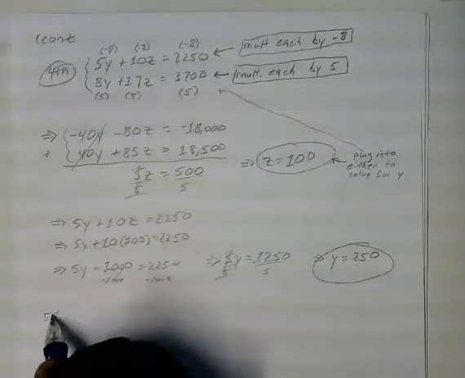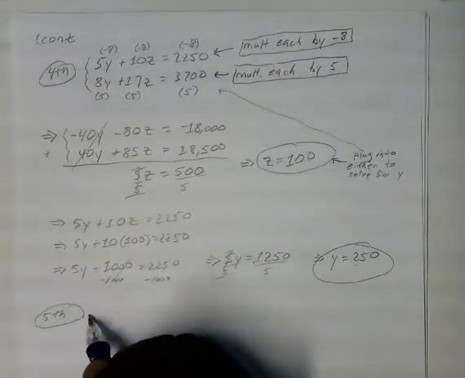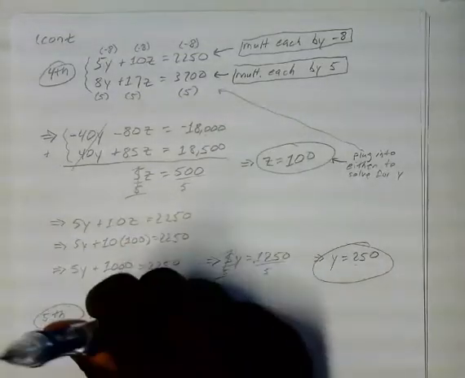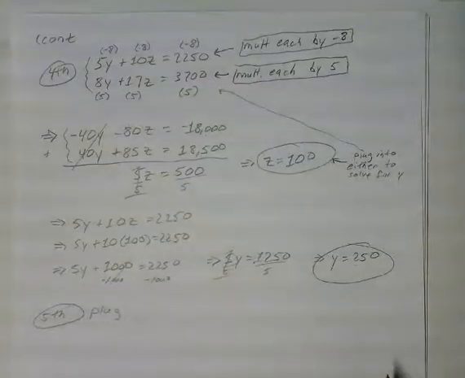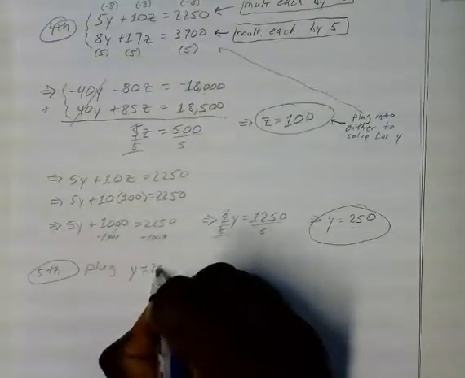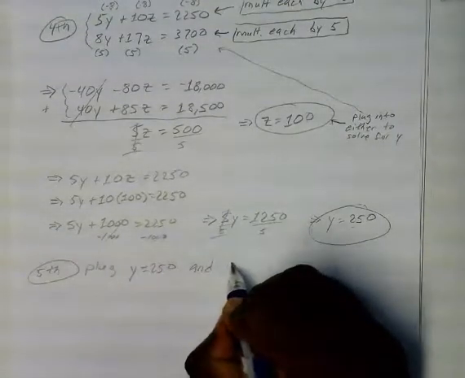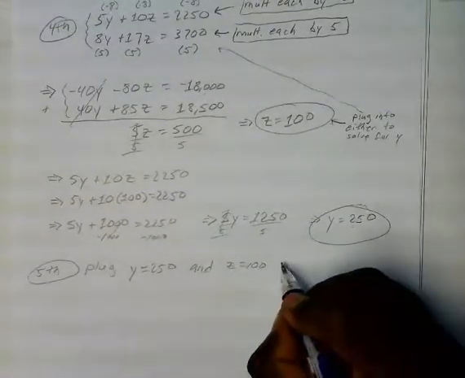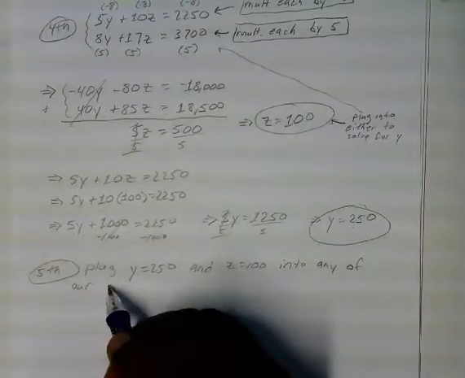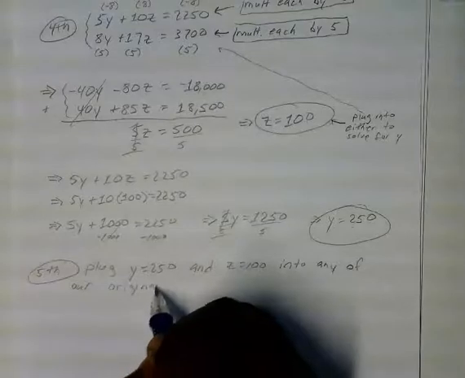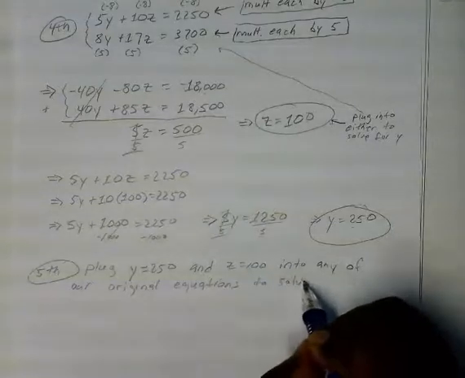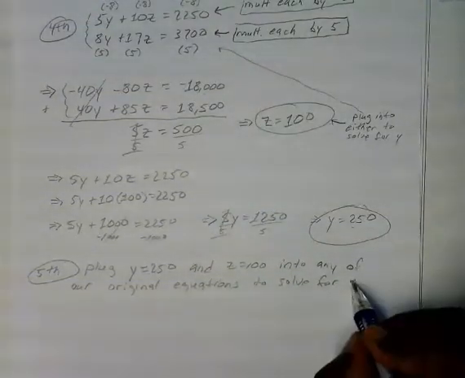Okay, so we go for our 5th step. So we'll plug y equals 250 and z equals 100 into any of our original equations to solve for x. Sorry about that.